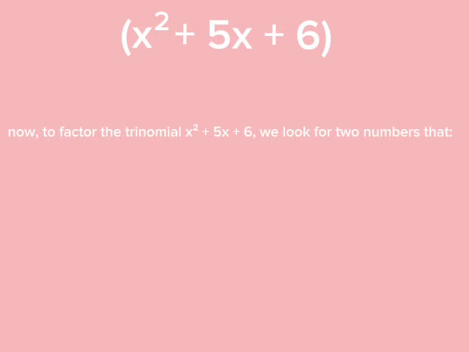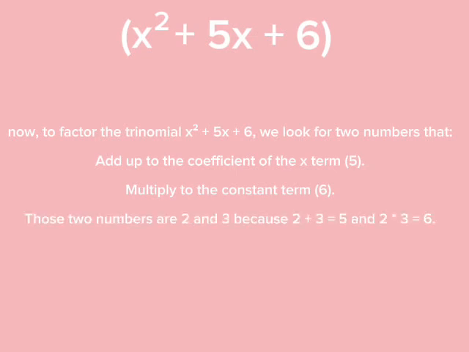is 1. Now, to factor the trinomial x squared plus 5x plus 6, we look for two numbers that add up to the coefficient of the x term, 5, and multiply to the constant term, 6. Those two numbers are 2 and 3 because 2 plus 3 is equal to 5 and 2 times 3 is equal to 6. Therefore, the factored form of x squared plus 5x plus 6 is x plus 2 multiplied by x plus 3.